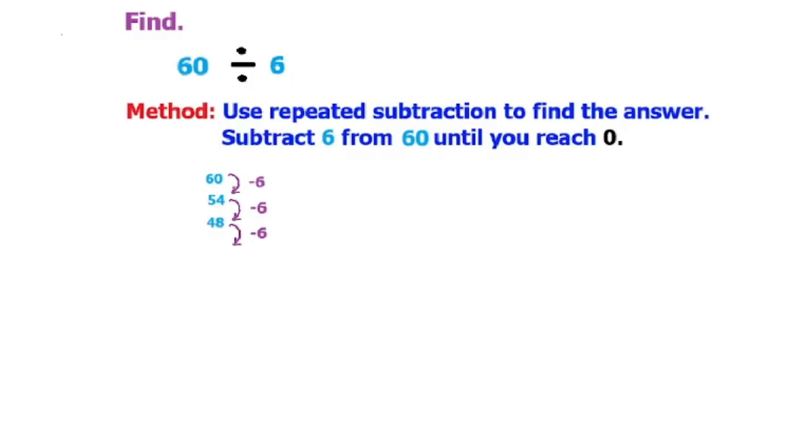Subtract 6 from 48, and you get 42. You subtract 6 from 42, and you get 36. If you subtract 6 from 36, you get 30. And you just keep going till you can't subtract 6 anymore.